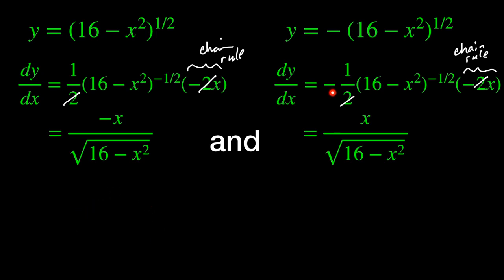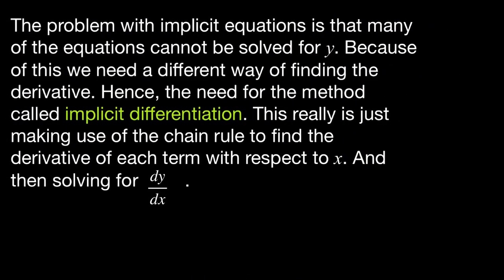Over here you have a negative and another negative that are being multiplied together, which ends up being a positive x over the square root. And this would be the derivative of the bottom half of our circle. Now, the problem with an implicit equation is that many of the equations cannot be solved for y.